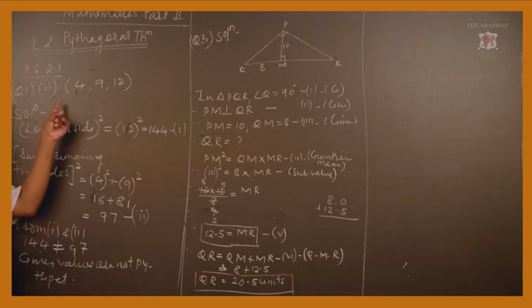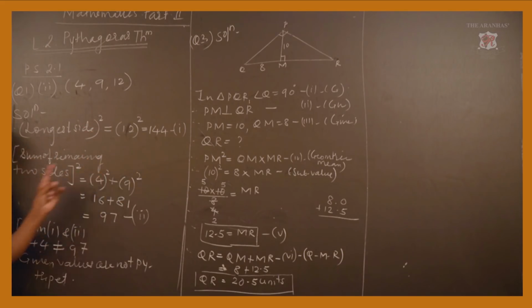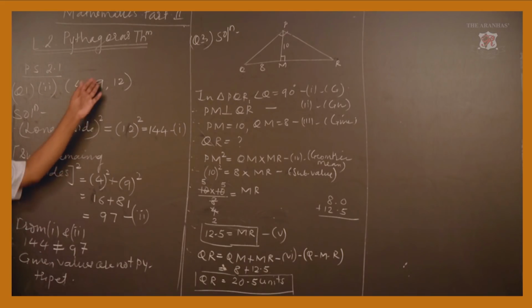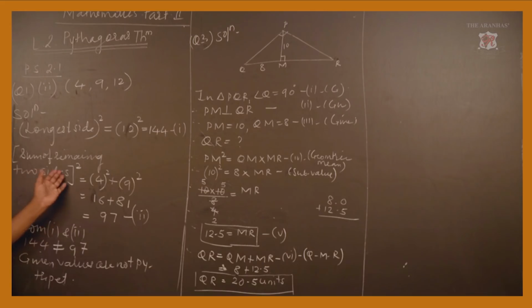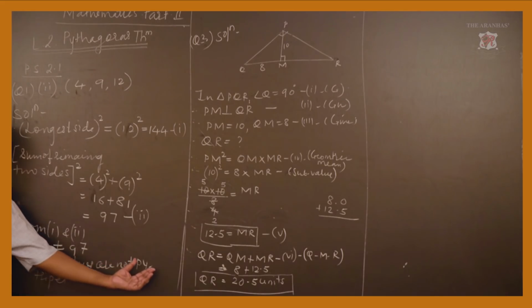Today we started with question number 1, the Pythagorean triplet. In it we come to know that if the square of the longest side is equal to the sum of the squares of the remaining sides, then only can we say they are a Pythagorean triplet. Here the longest side was 12, and 12 12s are 144. The remaining two sides are 4 and 9: 4 4s are 16, 9 9s are 81. Then 16 plus 81 is 97. Both are not equal, 144 is not equal to 97. So, we can say the given values are not a Pythagorean triplet.